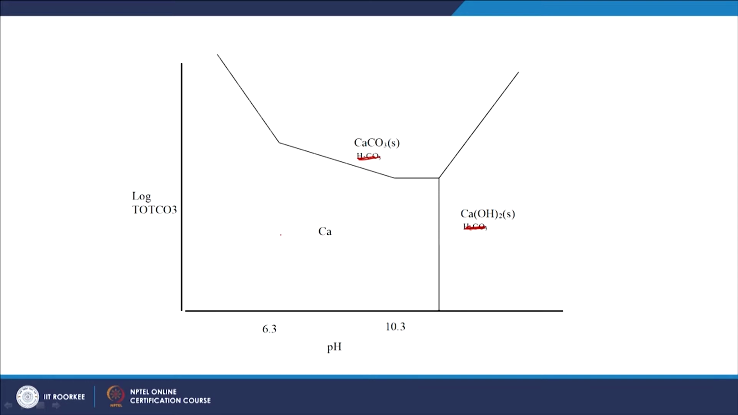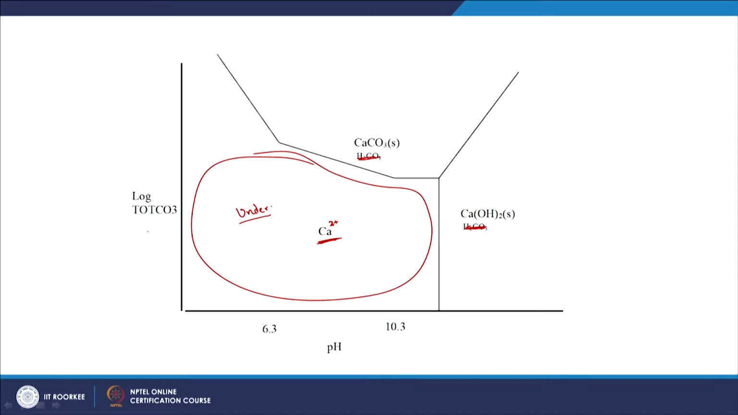Here we have a new variable, Ca2+. What does this mean in this region? It is undersaturated with respect to precipitation, and Ca2+ would predominate. At lower pH and at lower log total CO3, you see that Ca2+ would predominate, and that is in this whole region. This region corresponds to relatively low pH and relatively low log total CO3, and that is what you would expect.